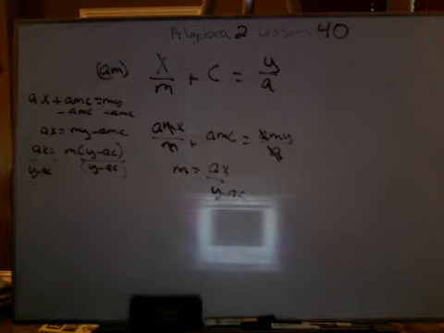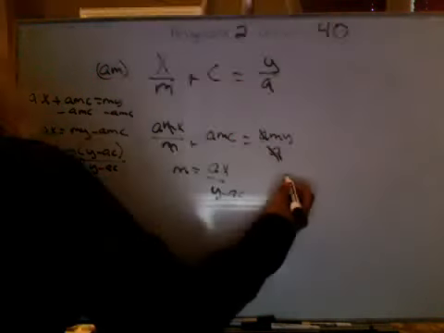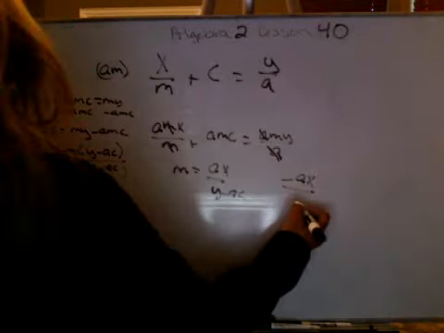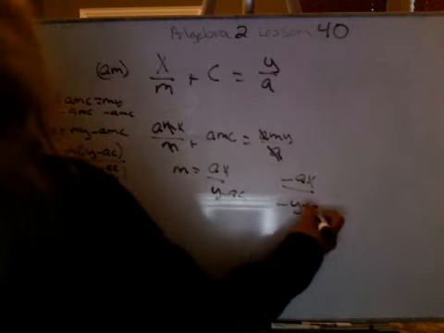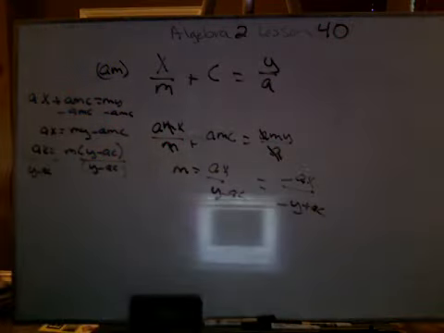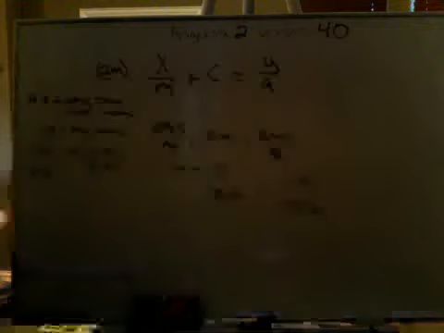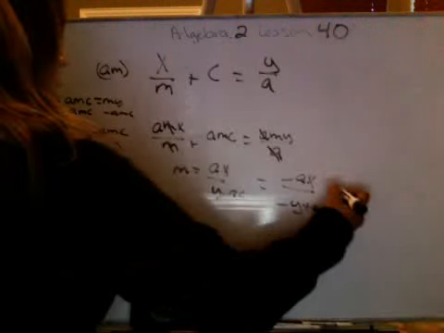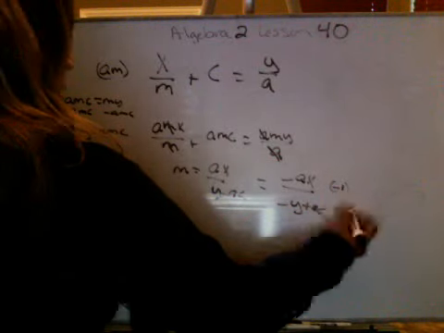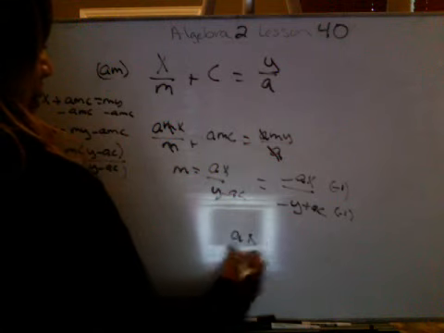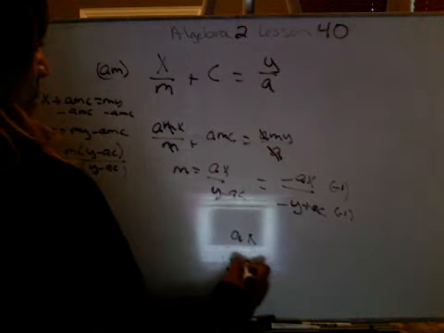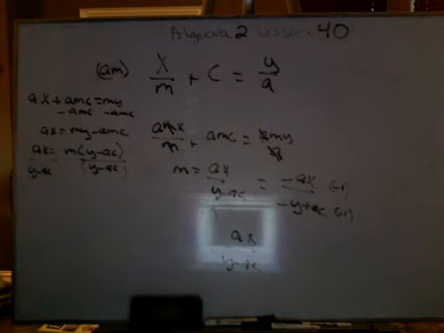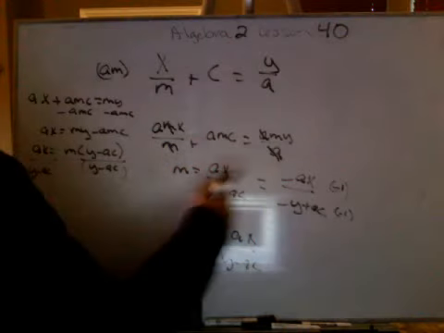Now, had you moved the m's to the other side, your answer would look like this: negative ax over negative y plus ac. These two are equal. Now remember, we said in an expression, we can multiply the numerator and the denominator by the same number and not change it. So I can multiply this by negative 1 and this by negative 1. So I get ax over y minus ac. Isn't that what I got here? So it's the same thing. So either answer is going to be correct.